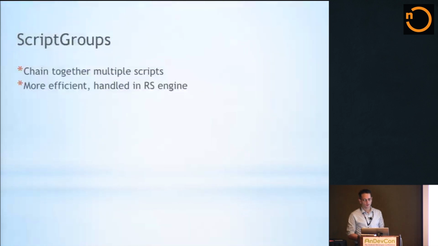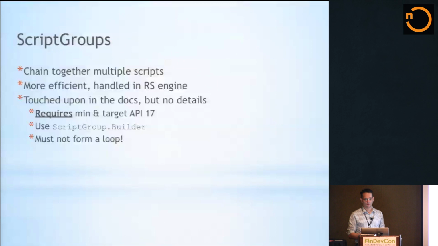Script groups allow you to chain together. I've mentioned these a couple times over the course of the talk. The reason these are kind of neat is they're more efficient. The RenderScript engine handles all the routing of the data. So instead of you having to call one script, get the data out, call another script, get its data out, or call a script and tell it what other script to call, or have it hard-coded in your code down at the RenderScript level, the RenderScript engine can take care of that for you. It's touched upon in the docs, but there's really no details.